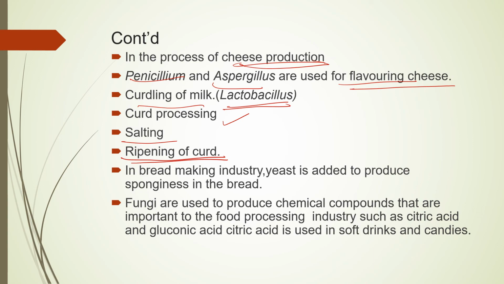Now in the bread making industry, yeast is also added to produce the sponginess of the bread. So if you are not adding an adequate amount of yeast, we will not get a spongy bread. Sponginess of the bread is actually due to the presence of yeast. Now fungi are also used to produce several chemical compounds that are important for the food processing industry, such as citric acid and gluconic acid. And citric acid is used to make soft drinks and candies also.